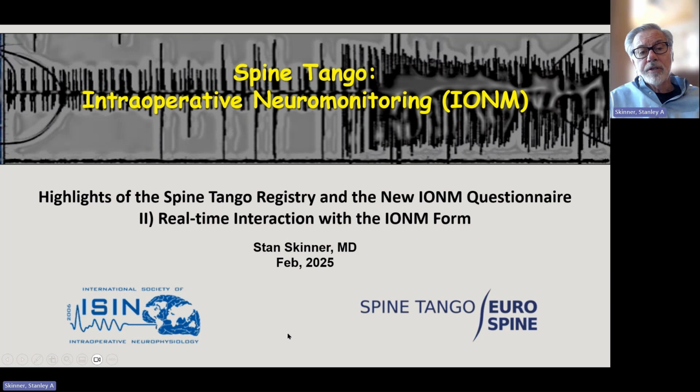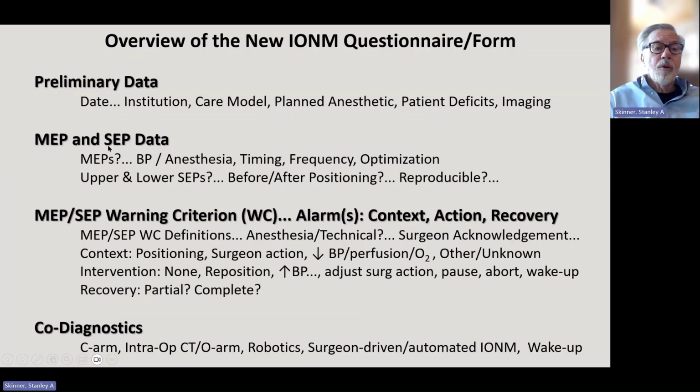Today, we're going to discuss real-time interaction with the new neuromonitoring form. There are 4 sections to the form. The first section is on preliminary data, which would include the monitoring date, type of institution, the care model used, planned anesthetic, patient deficits, and imaging. The second section has to do with the acquisition of MEP, motor evoked potential, and SEP, sensory evoked potential data.